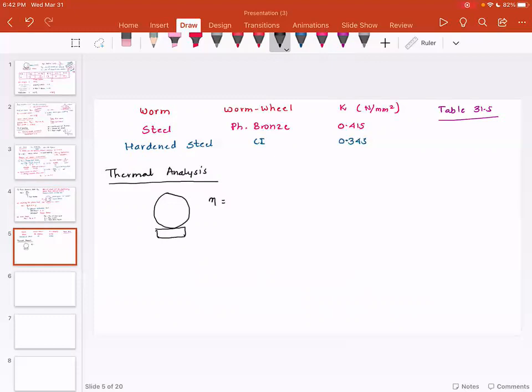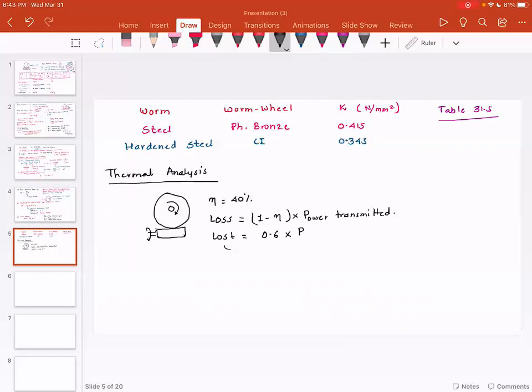So for the sake of discussion, let me just state that the efficiency of this particular configuration, worm and worm wheel drive, is 40%. So efficiency of this power transmission is 40%. What that means is I'm losing, so loss is equal to 1 minus efficiency multiplied by power transmitted. So which means about 60% of the power is lost in heat.